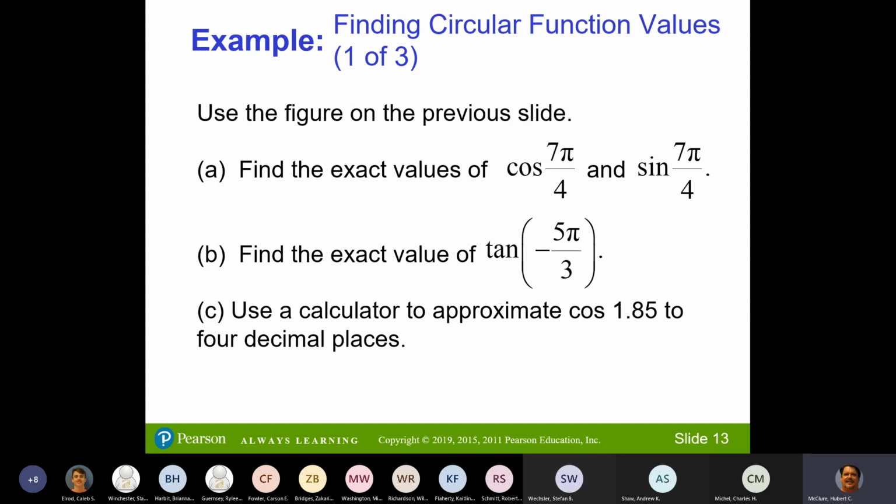I want the cosine of 7 pi over 4, and I want the sine of 7 pi over 4. And then they want the tangent of negative 7 pi over 4.